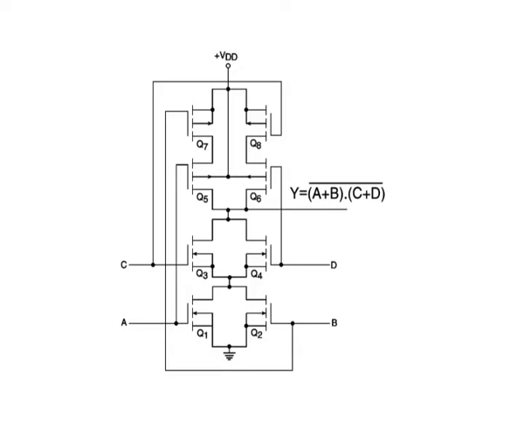The OR-AND-invert gate can also be implemented in the same way. The figure shows a typical internal schematic of a 2 wide 2 input OR-AND-invert gate. The output of this gate can be expressed by the Boolean equation Y = ((A + B)·(C + D))'.